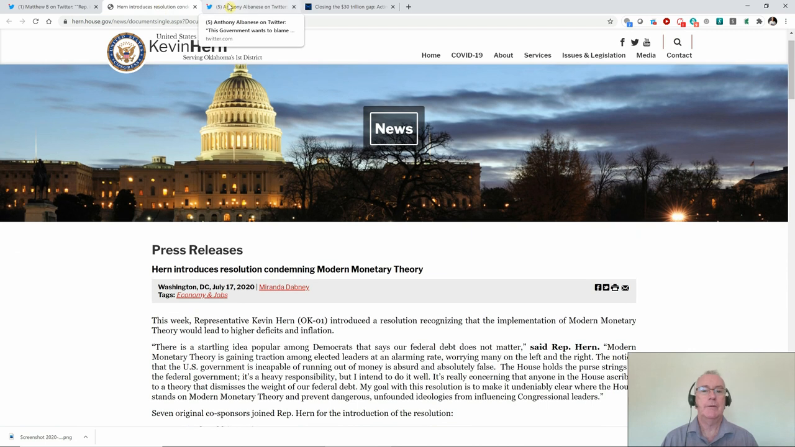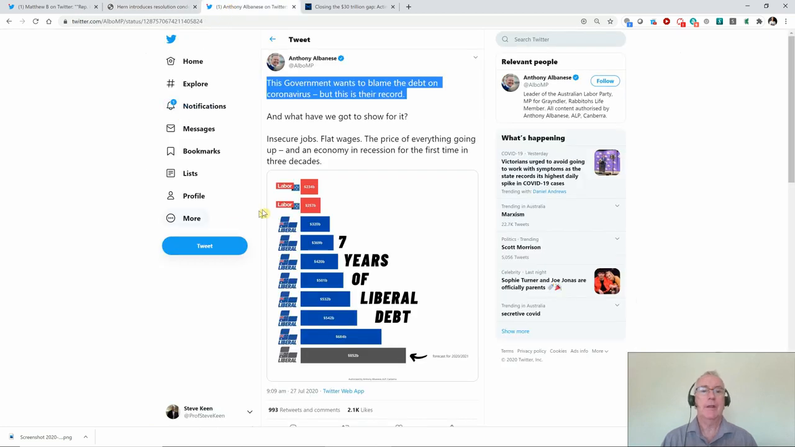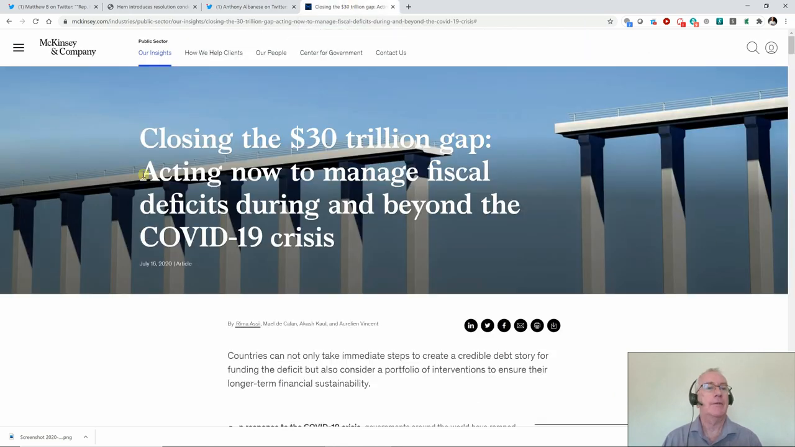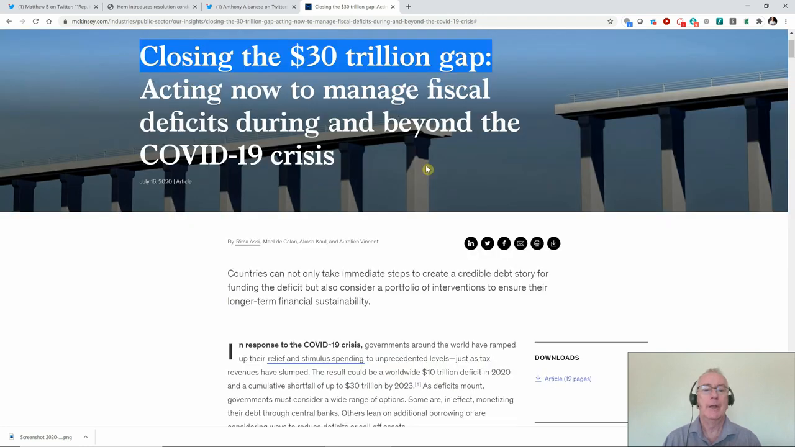And even Australia's allegedly progressive party, the Labor Party, which is rather like America's Democrats, the leader of that has come out and attacked the Liberal Party for the increase in debt that's occurred under the coronavirus. And similarly, we have accounting firms like McKinsey coming out talking about how they've got to close the $30 trillion gap that's going to be created by coronavirus.